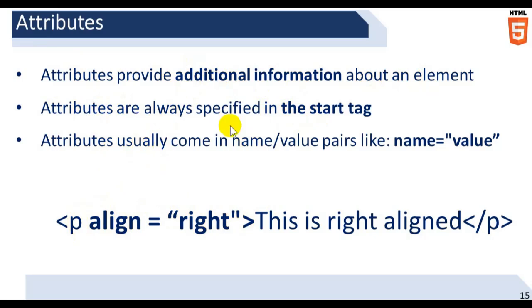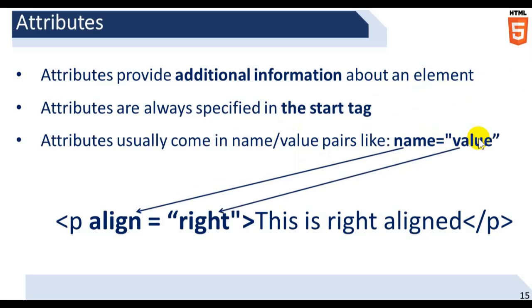So attributes usually come in name and value pairs, like name is equal to value. Here align is my name, the name of the attribute, and right is my value. So whenever I add any content on the web page, by default the alignment is on the left side. By default the alignment is what? Left side.